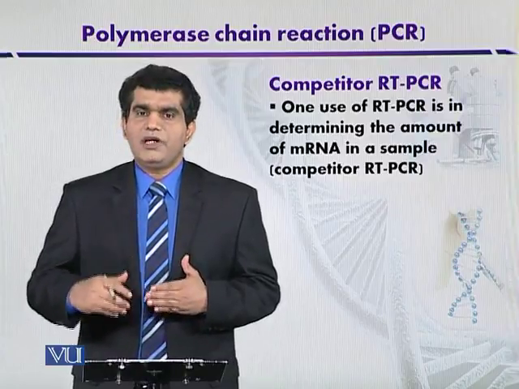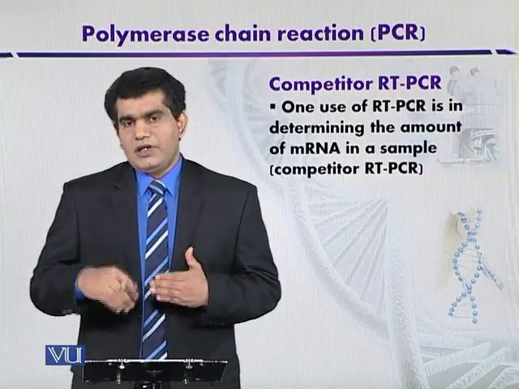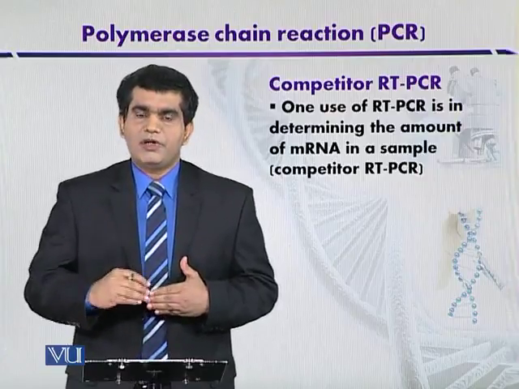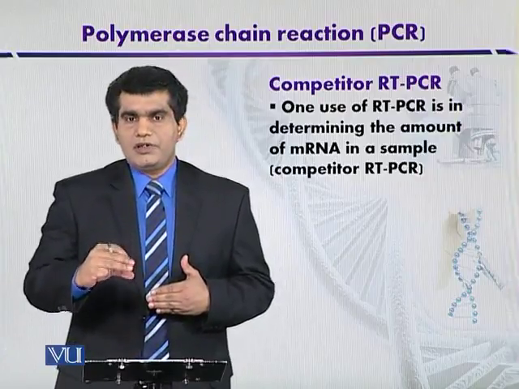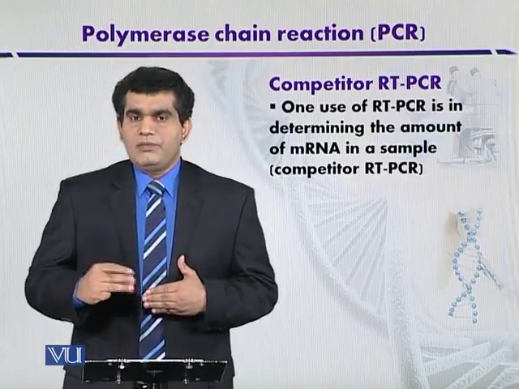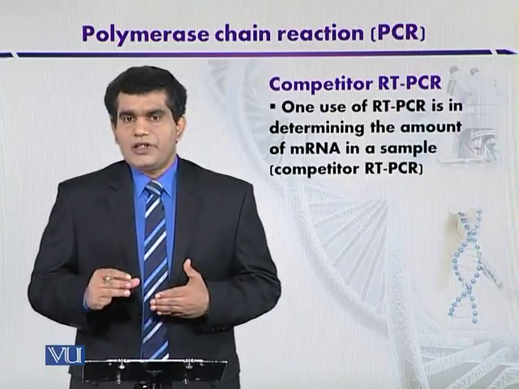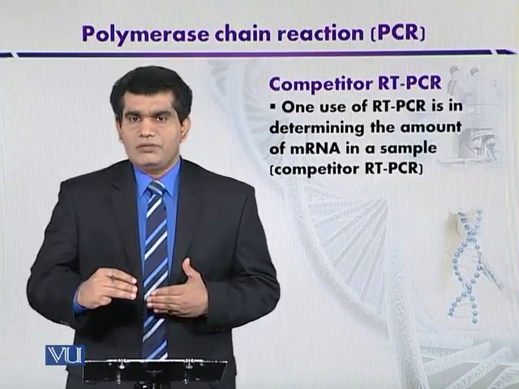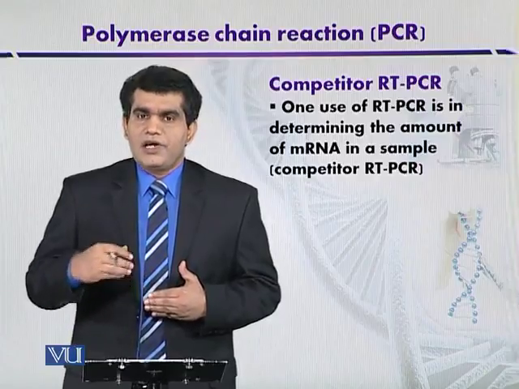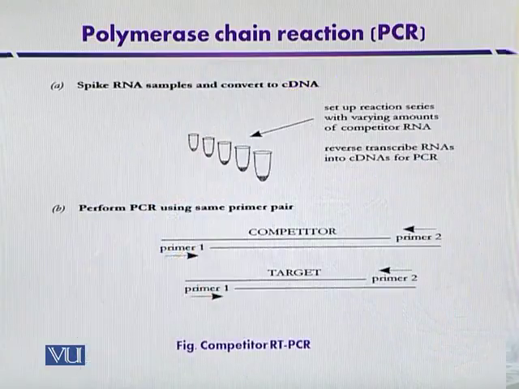Now what will be the advantage of the small size or the large size difference? The advantage is that कि जब हम इसको जेल पे रन करेंगे तो हम डिफ्रेंशिएट कर पाएंगे कि ये मॉलिक्यूल एक पर्टिकुलर साइज का है तो ये कंपटीटर आरएनए का है और ये जो है ये हमारा टारगेट आरएनए है. दोनों की इंटेंसिटीज को कंपेयर करके we can calculate that this is the actual amount of our target RNA that is present in the reaction mixture. How can we do it? We will explain with the help of a diagram.